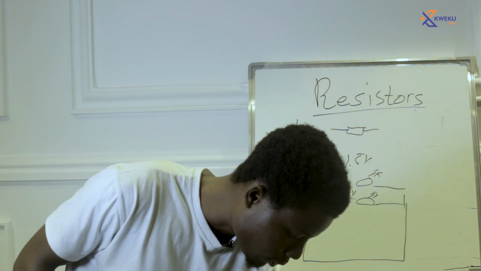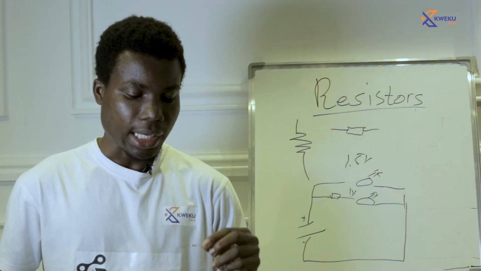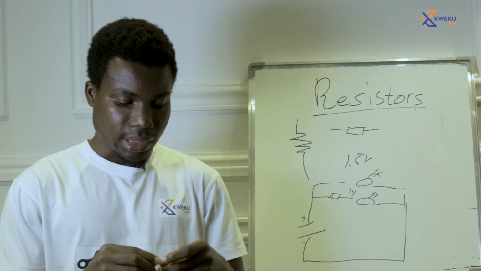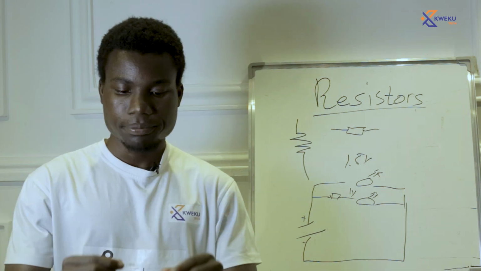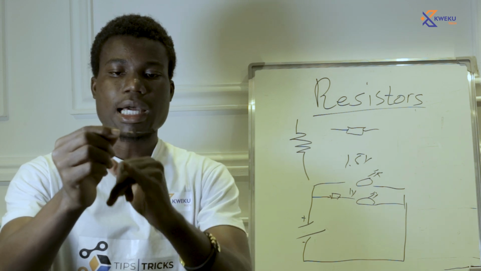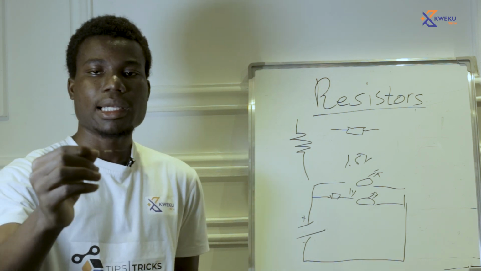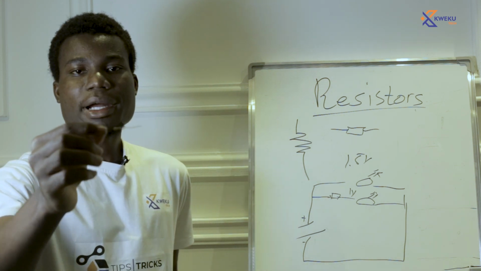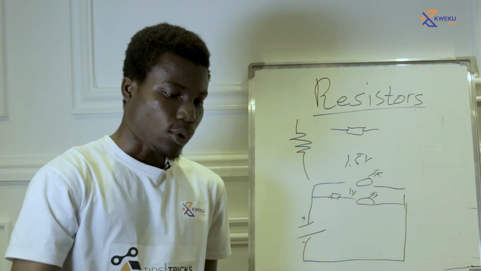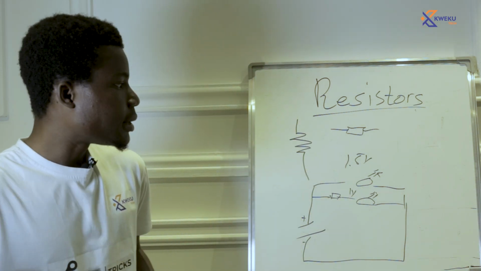So let's see if we can calculate what this looks like. I'll hold it like this, with one of the bands, which is the gold band, to my right. So this is 4. This is how we calculate the resistance of a resistor.